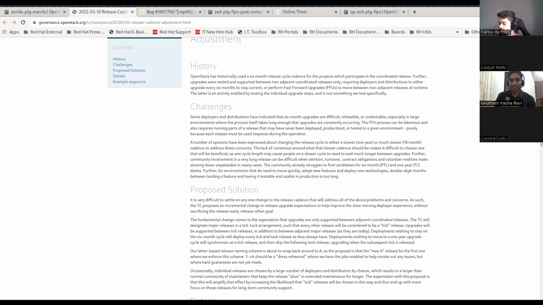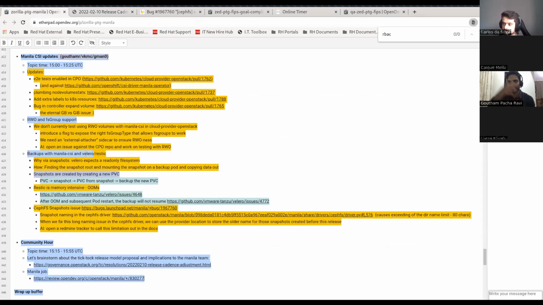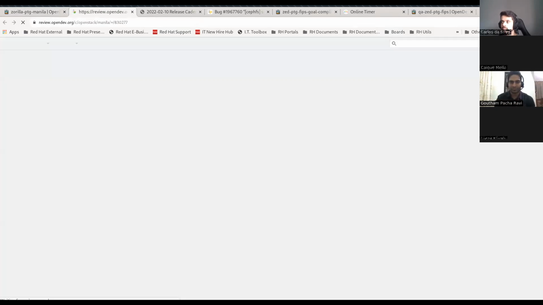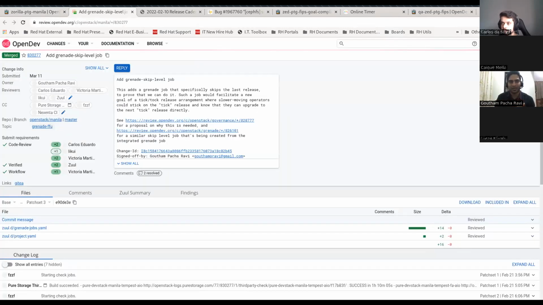And besides testing, Manila has already added the tick-to-tick release testing. So even if this tick-tock release model is not going to kick in until the end of this release, we went ahead and added a grenade job that does a non-disruptive, non-data path non-disruptive test, and a control path upgrade test, coming, I think, from the Xena cycle to the Z cycle, by entirely skipping the Yoga cycle. That's the kind of testing that we're doing.